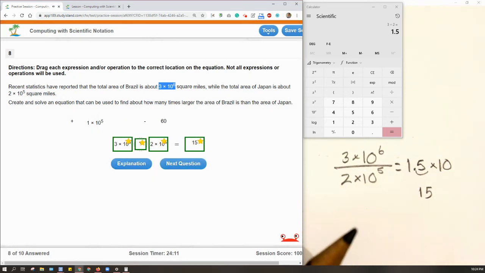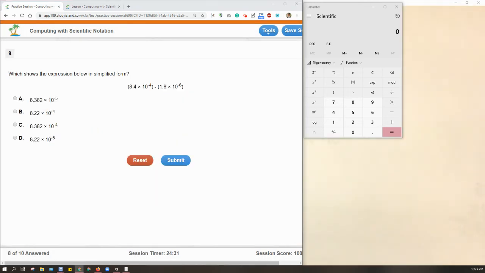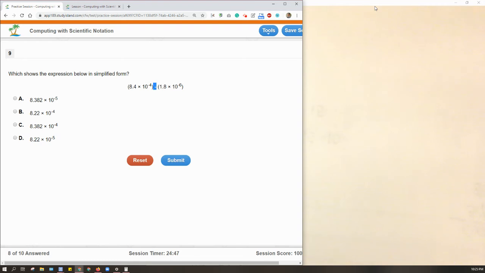Let's keep it rolling right along. Number 9, which shows the expression below in simplified form? Okay, so I've got two numbers here and I'm subtracting them. Are you allowed to add or subtract if you have the same base but with different exponents? And the answer is no. You are not allowed to add or subtract if you have different exponents on your bases.